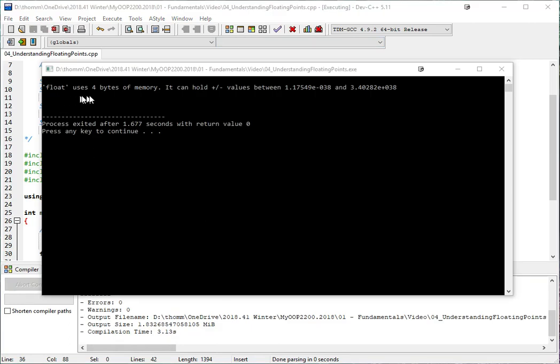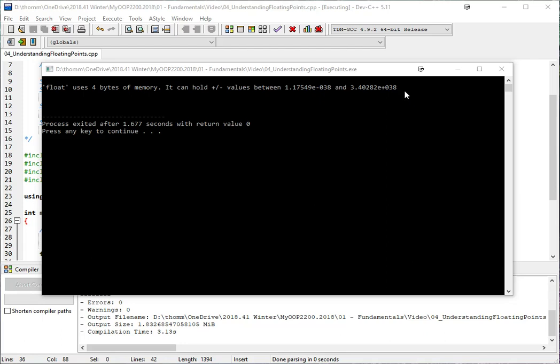So it turns out that a float uses 4 bytes of memory, and it can hold positive or negative values between 1.75 and so on, times 10 to the power of negative 38. So imagine moving this decimal point to the left by 38 spots. That's a very small fraction. And then the upper limit is 3.4 and so on, times 10 to the power of positive 38. So that's like moving the decimal point 38 places to the right. That's an extremely large number.